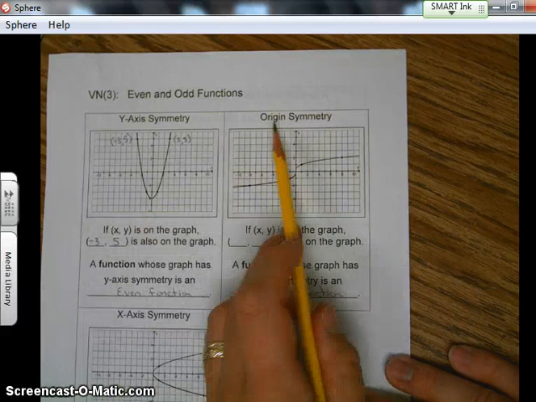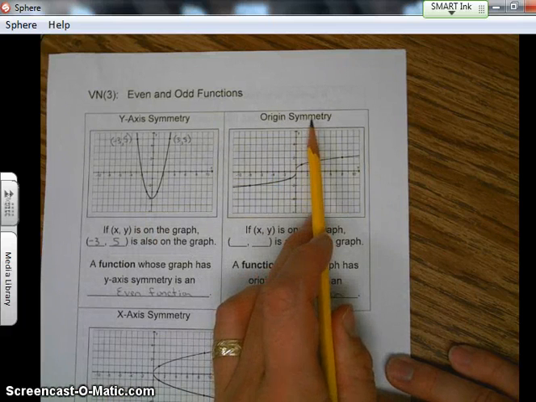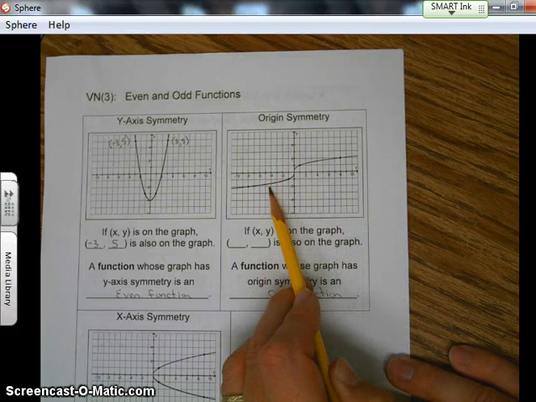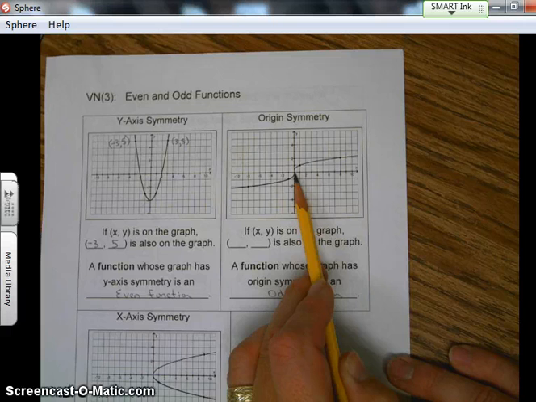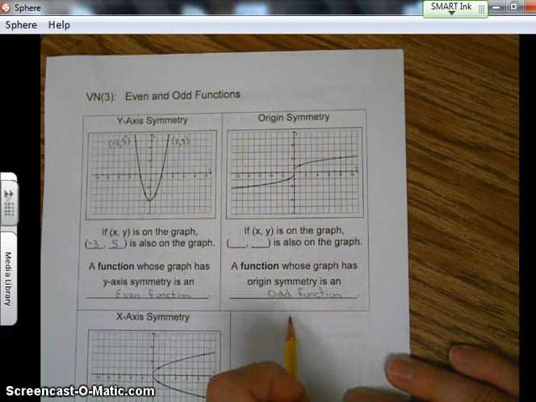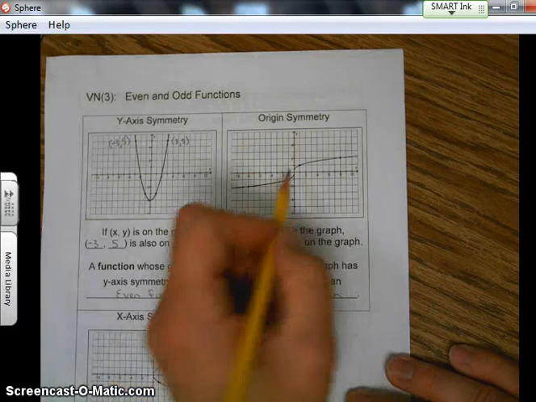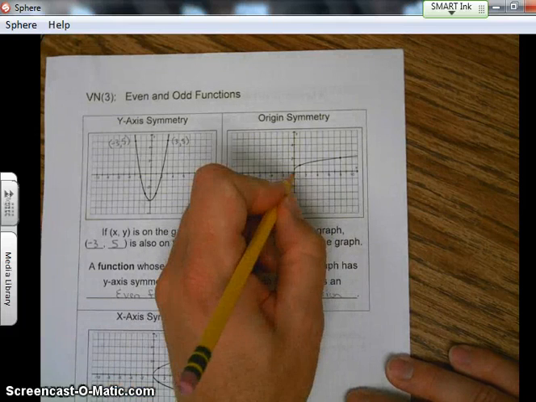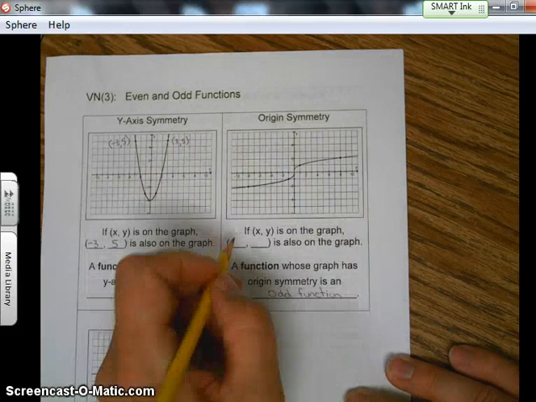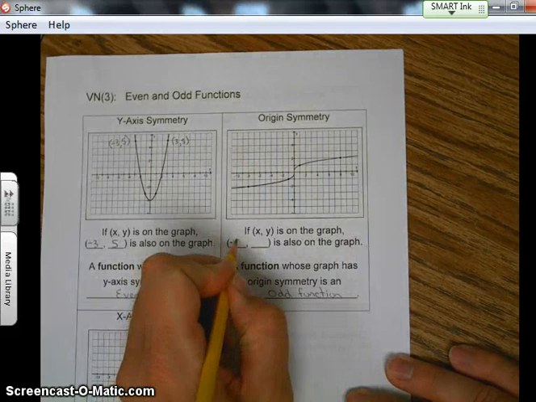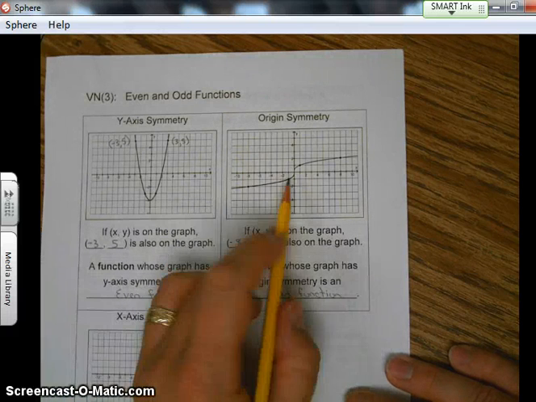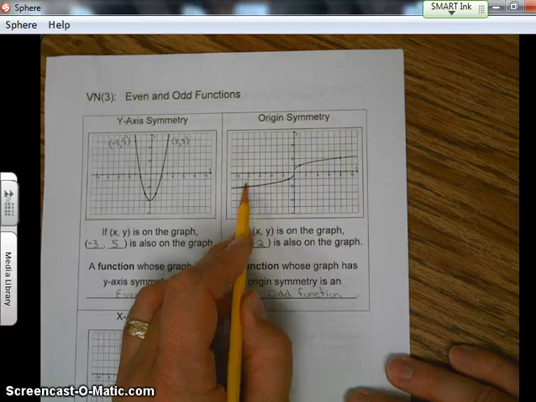So if it has origin symmetry, if you can reflect it over the y and over the x, and it lands on the other portion of the graph, then you have an odd function. So if (x, y) is on the graph, say (8, 2), then (negative 8, negative 2) is also on the graph.